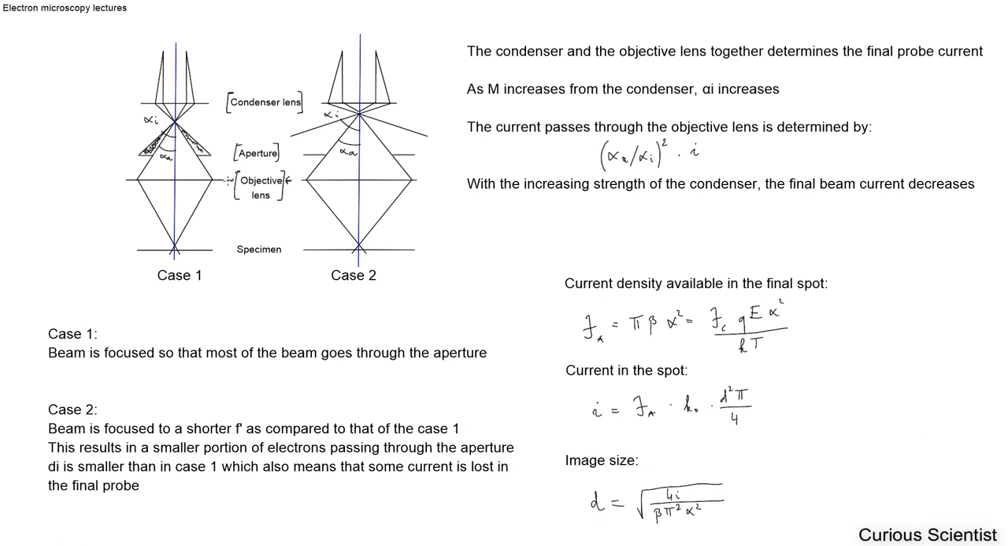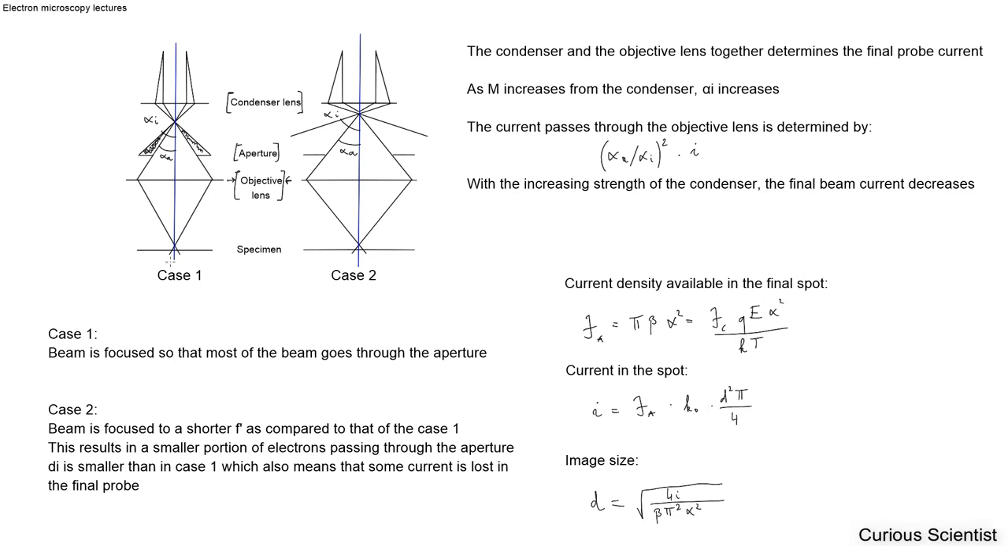So here, in one of the last steps of our lens system, and that's a very useful detail for us. We also know that with increasing strength of the condenser, so basically running more current through the condenser coil, the final beam current decreases. And let's compare these two cases, so these two drawings together, because there are some small differences that I want to show you.